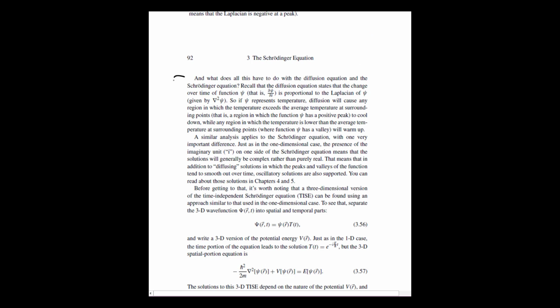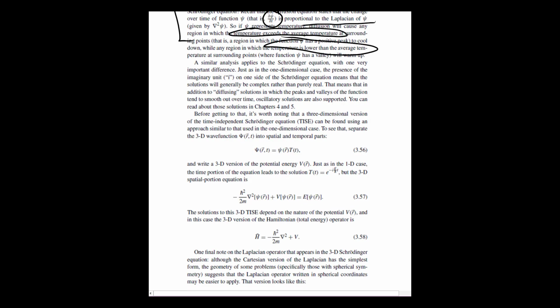So what does that have to do with diffusion? Well, remember, we said the time rate of change is proportional to the Laplacian. That means if you've got, for example, temperature in some 3D region, and that temperature exceeds the average temperature at surrounding points, the change in that function is going to be negative, and therefore it's going to cool off. Whereas if the average of the temperature is lower than the average of surrounding points, the Laplacian is positive, that's going to heat up.